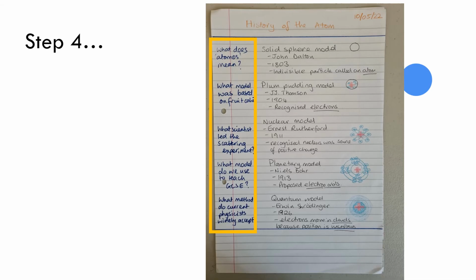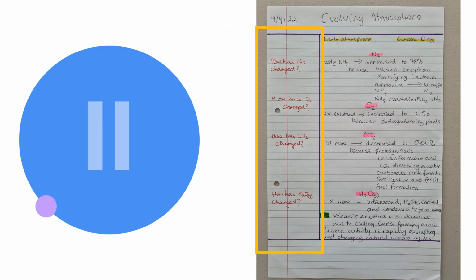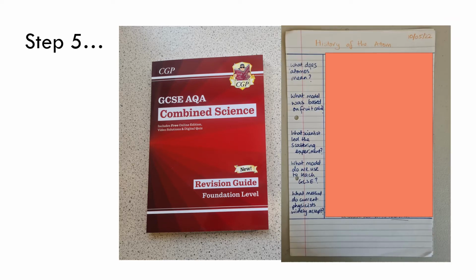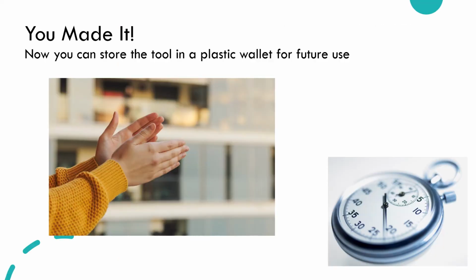Step 5. Once you have completed this, you can cover the key points and see if you can recall the information using only the keywords or clues that you have listed. You have now made an interactive revision tool. This should not have taken more than 20 minutes to create, but now that you have made it, you can use it repeatedly to help you remember how our ideas about the atom have changed.